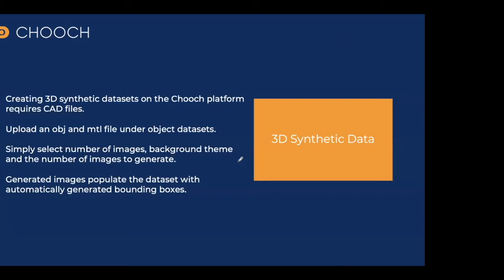So we can move on to 3D synthetic data, which is also important, but it's important to understand that not all companies have CAD files, and this is a requirement for 3D synthetic data. You need to have an object file and a material file, so it's textures and the object, and you just upload it. It's similar to the 2D: you choose a background theme and number of images to generate, and it generates them with the bounding boxes inside of it.